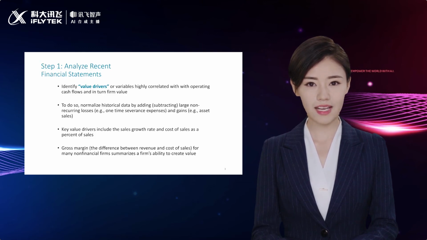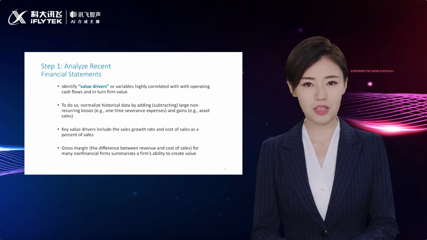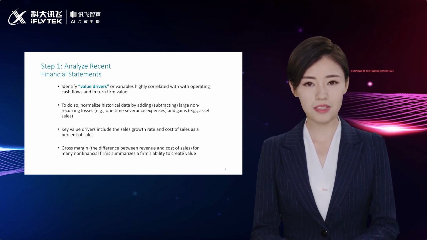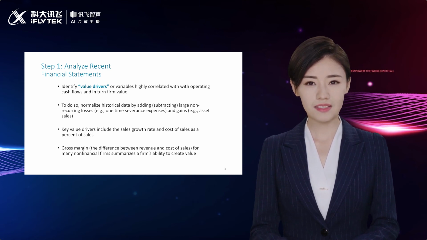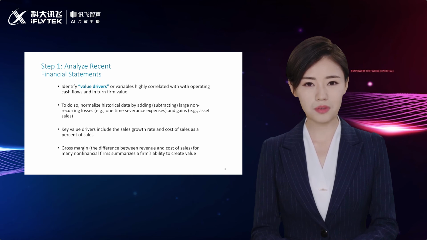So step 1, as you see, you analyze the recent financial statements to figure out the value drivers, which are the variables that really drive the operating cash flow, and therefore the value of the company. So they'll be correlated with operating cash flow, meaning that when the variables change, cash flow changes. And this includes things like growth in revenue, profit margin, it could be gross profit margin, net profit margin, and things like that.